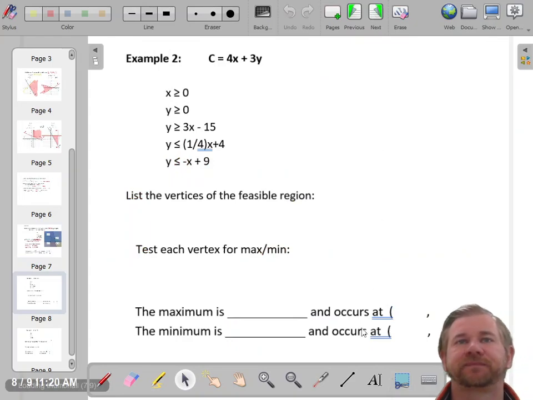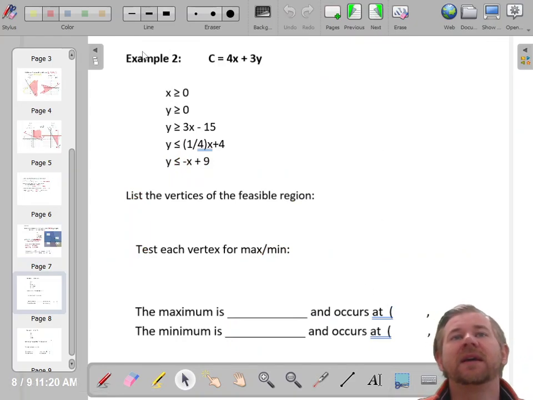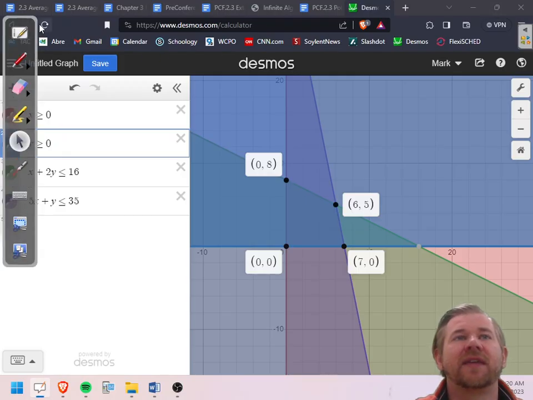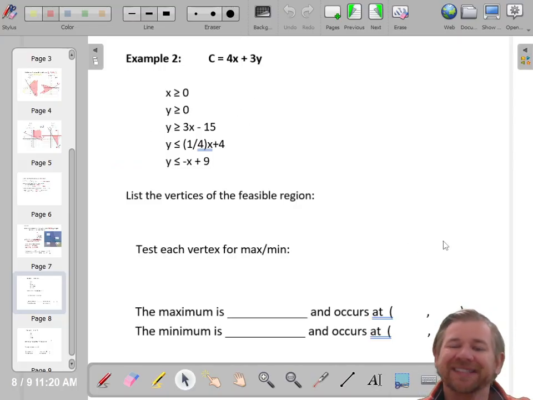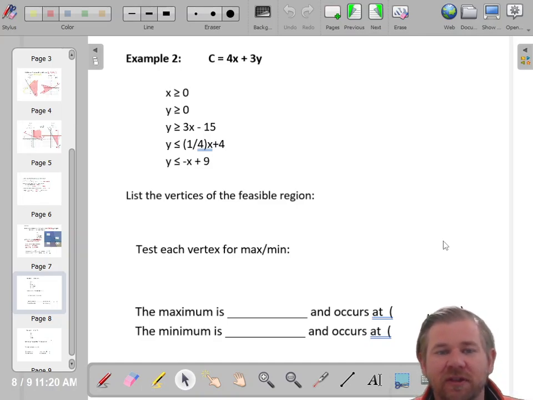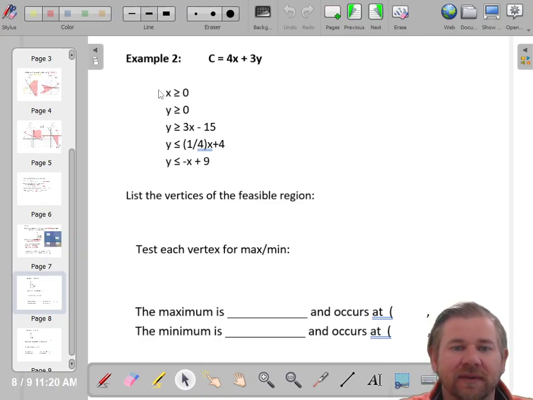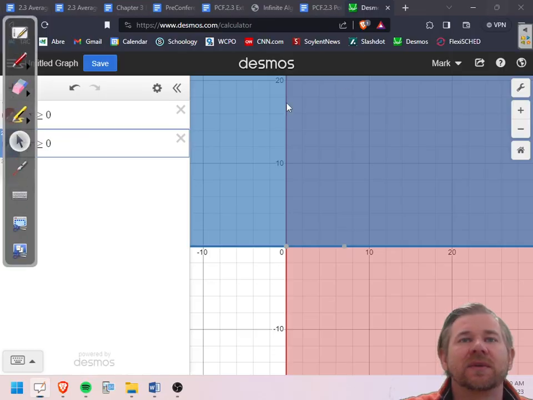Let's try another one. So we've got x is greater than 0, y is greater than 0. That's pretty common. We're talking about the first quadrant. If you're building something or you're doing a word problem, most of the time, you're going to deal with positive numbers. So they're basically saying you're not doing negatives. x and y are positive. Let's get the other ones.